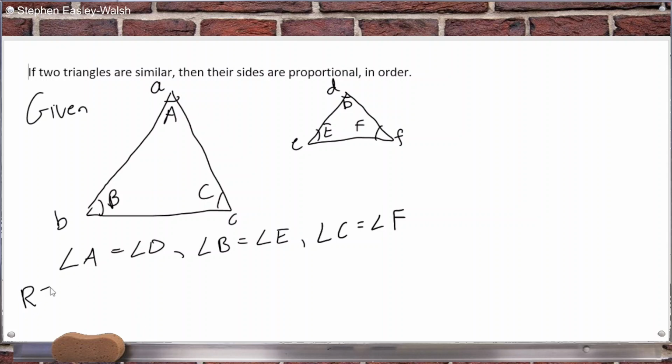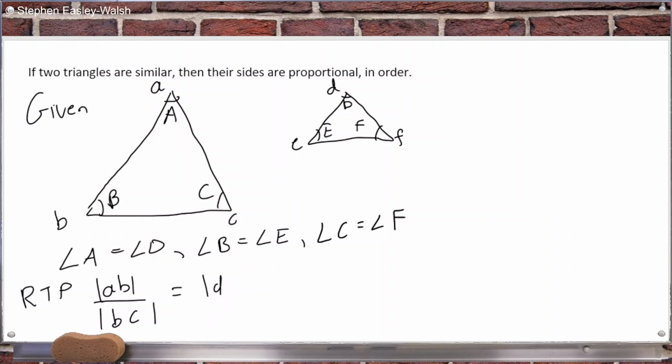And we're required to prove that AB over BC would equal DE over EF. Okay. Or no, sorry, that's wrong.